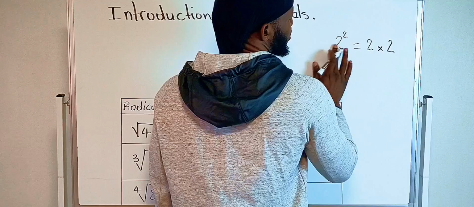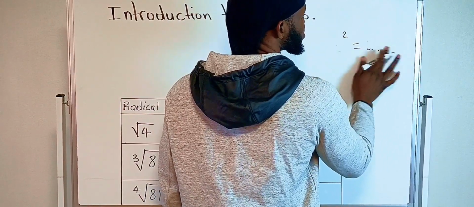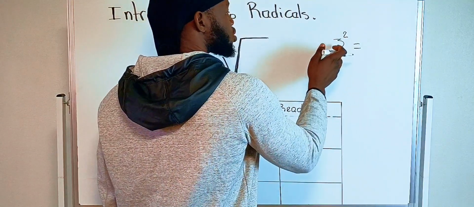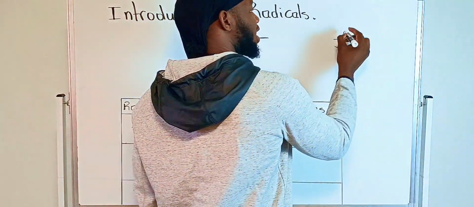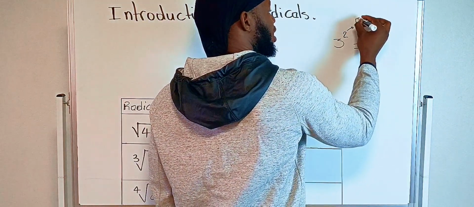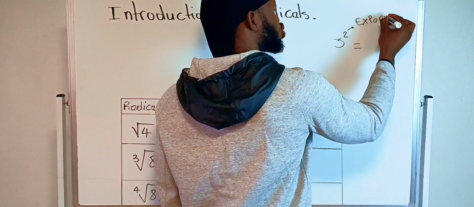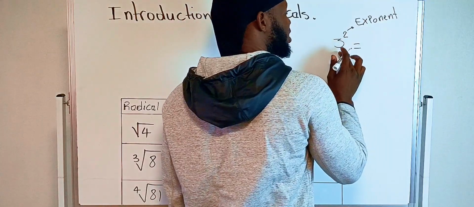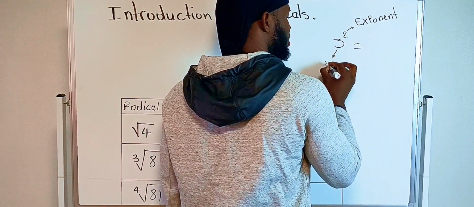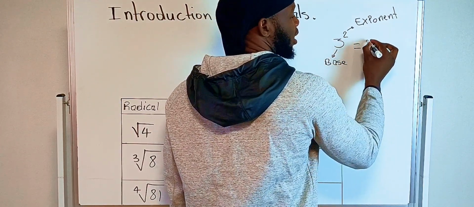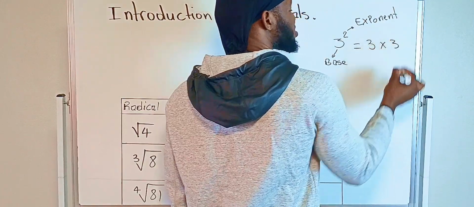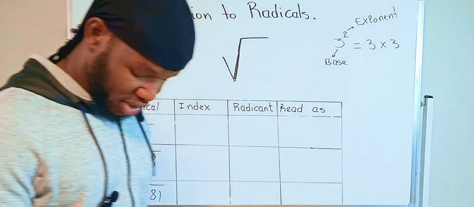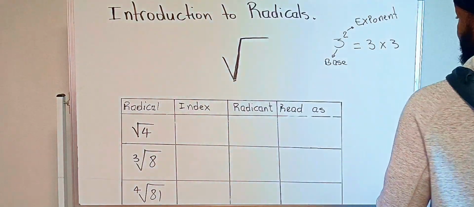Let's go with another one. Let's say 3 squared instead, so you don't get confused. In 3 squared, the exponent is 2. It tells me how many times the base 3 is going to be used as a factor. This is exactly the definition of exponent. So you guys understand that.